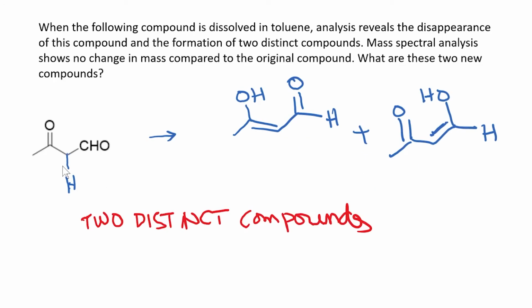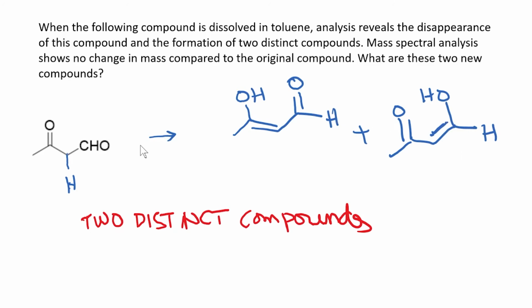Now moving on to the next question. Here you're given this dicarbonyl compound, and when you dissolve this in toluene, as toluene is just a solvent, analysis shows the disappearance of this compound but the formation of two distinct compounds. And then when we measure the mass spec of these two compounds, we find that it is identical to the starting material, and so that gives you a clue that these two compounds are actually tautomers. In principle we could produce two different tautomers, which is shown here: one in which this ketone forms the enol, and the other in which the aldehyde forms the enol.